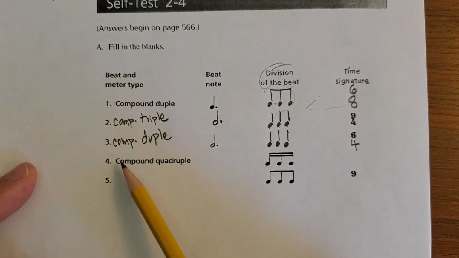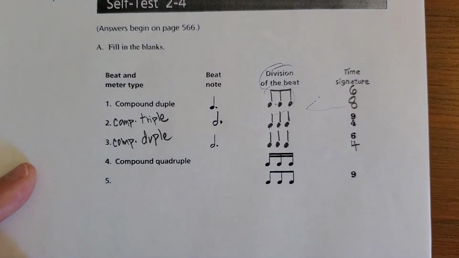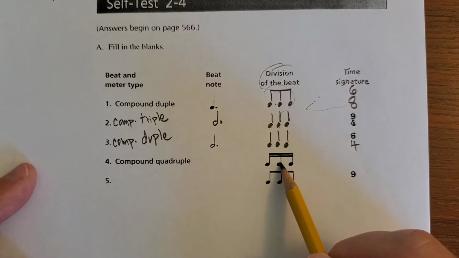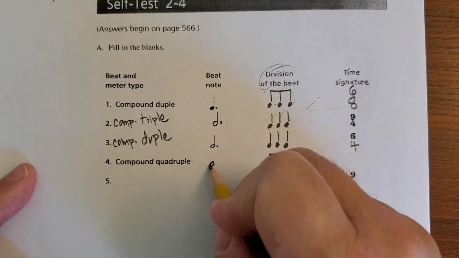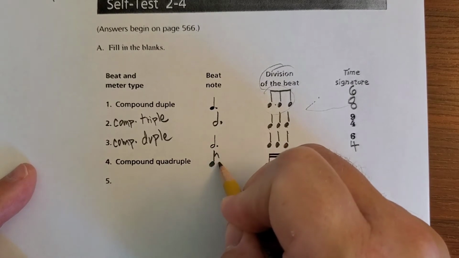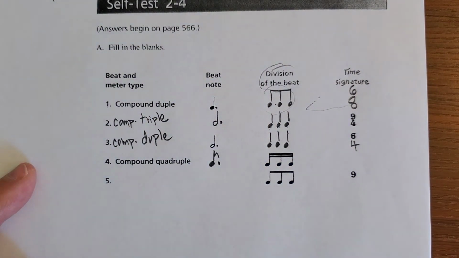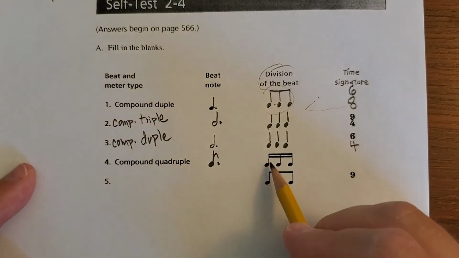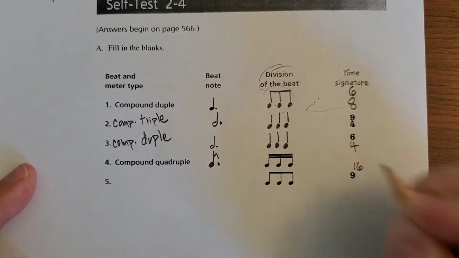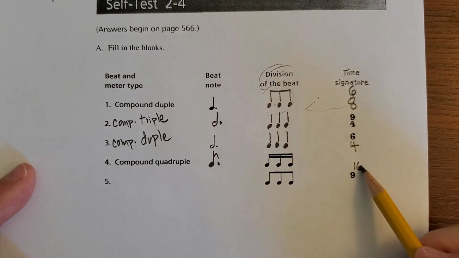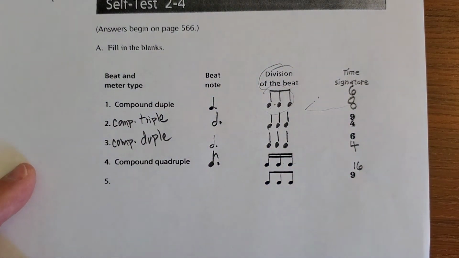All right, number 4, compound quadruple, divisions given as 3 16th notes. Well, 2 16ths is an eighth note, and this last 16th would be the dot, so the beat value is a dotted eighth. Remember that in compound meters, the beat value is always a dotted value. And then if 16th notes are the division of the beat, I know 16 is the bottom number of my time signature because the bottom number of my time signature corresponds to the division of the beat in compound meters.